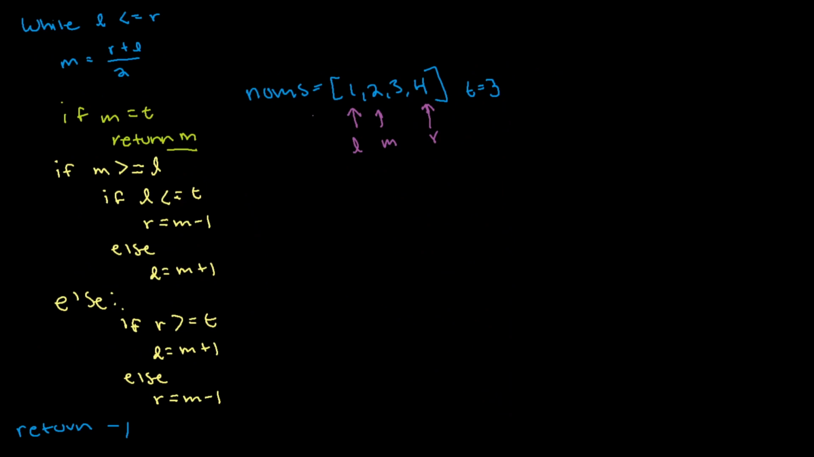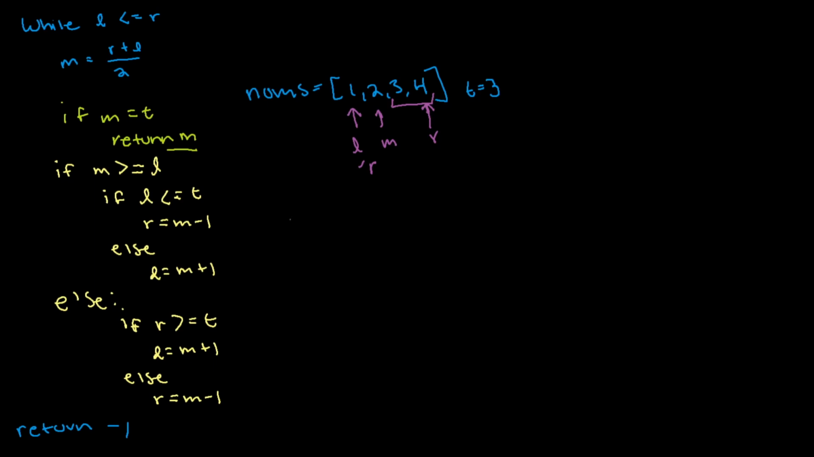So now let's go through our last edge case. I've already set up the pointers here just to save time, so now let's go through the code. If mid is greater than or equal to L, it is. We want to check if left is less than or equal to t, which it is because 1 is less than 3, and we want to update our right pointer to be m-1, so it would look like this. And we can already see that this is wrong because our target is over here. So how do we fix that?